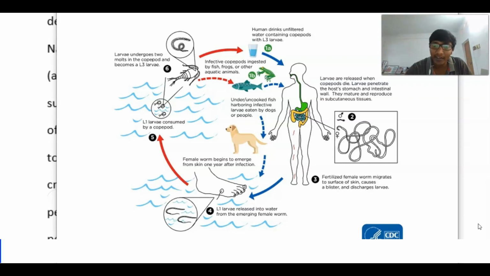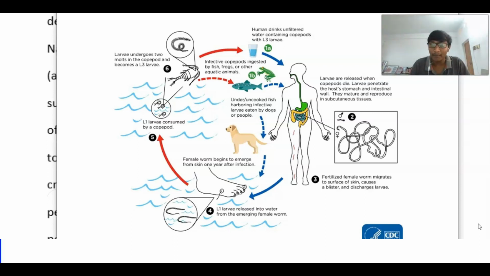This worm will enter your leg, and the symptoms generally start to appear after 1 year of the larvae entering your body. It will appear first like a blister. Once that blister has broken, the larva will start to appear on the skin.